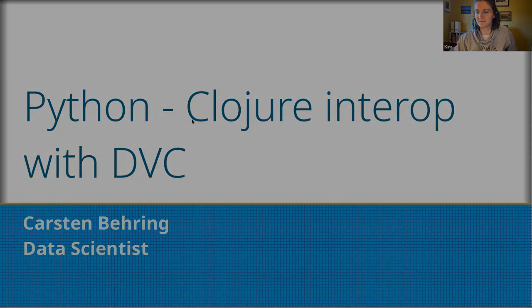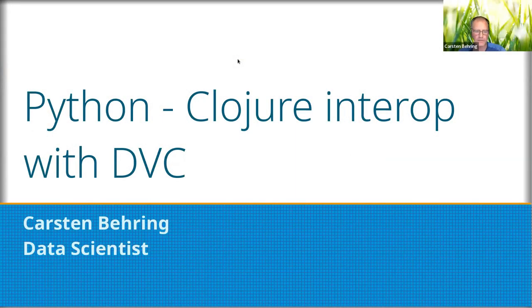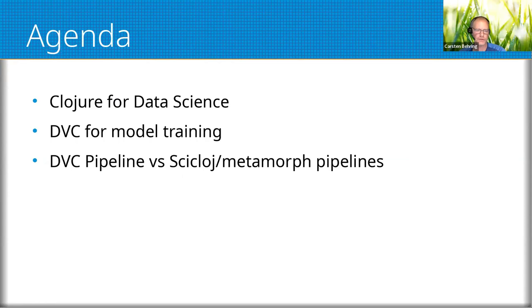Thanks so much, Carsten. So thank you. I want to talk about Python Clojure interop using DVC, the data version control. A little bit of the agenda, just 3 points. Clojure, very short, Clojure for data science. Then DVC, the tool, use DVC for model training. And then a little bit of a comparison, because we have in DVC a concept of pipelines. And some of you have looked at scicloj Metamorph. There's another concept of pipelines, and just to contrast the two a little bit.